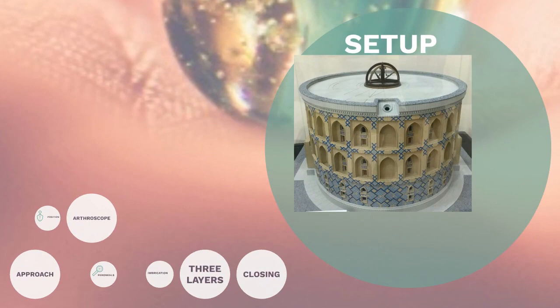In the next chapter, we will discuss details of the setup of this technique. Thank you.